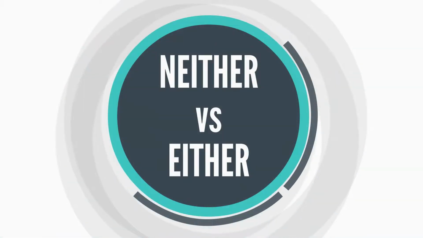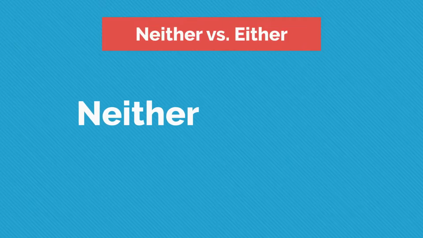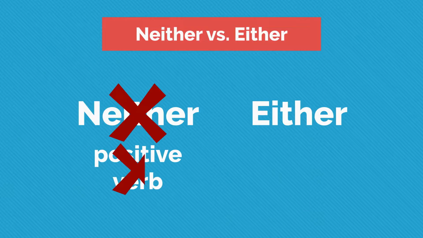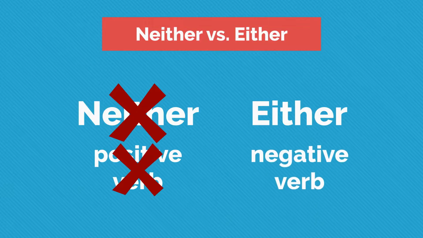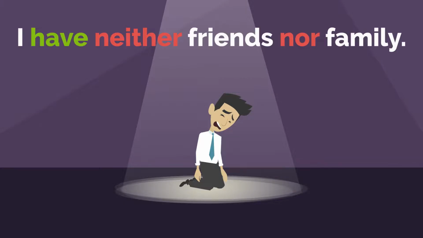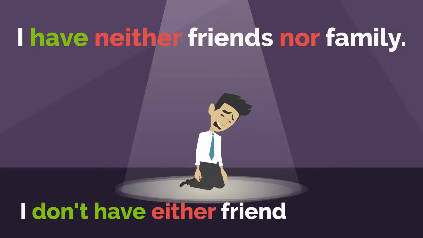Neither versus either. You can replace neither with either if you change the positive verb in the neither phrase with a negative verb. For example, I have neither friends nor family becomes I don't have either friends or family.